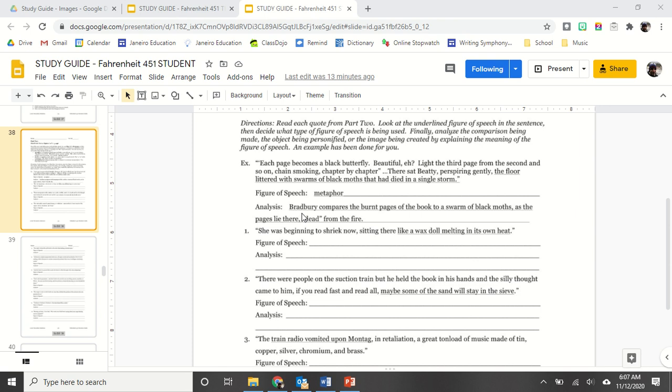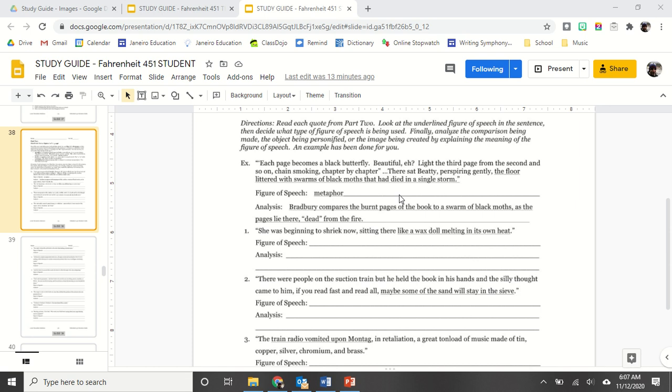All right. So with this one, it says Bradbury compares the burnt pages of the book to a swarm of black moths as the pages lie there dead from the fire. All right, so Bradbury's trying to create an image in your mind where we can all imagine a bunch of black moths lying dead on the floor, and covering the floor. They were once flying, now they're not.